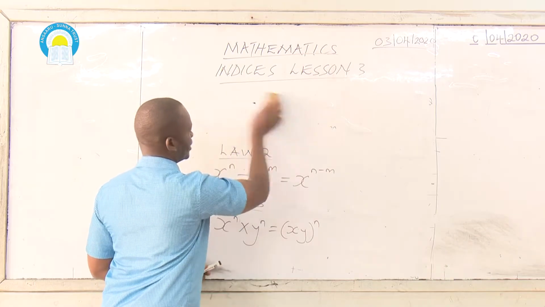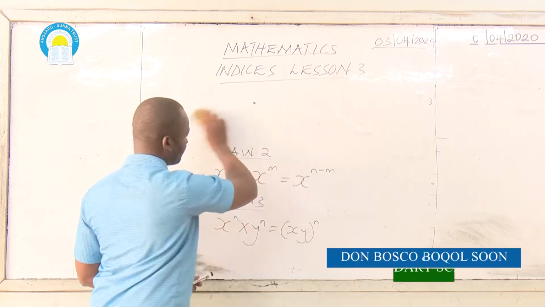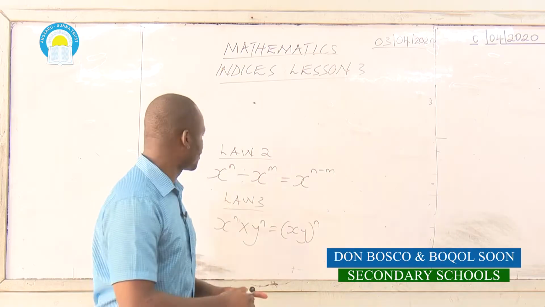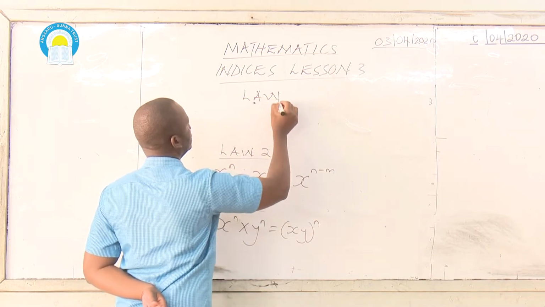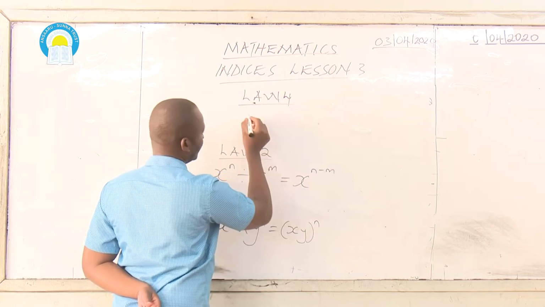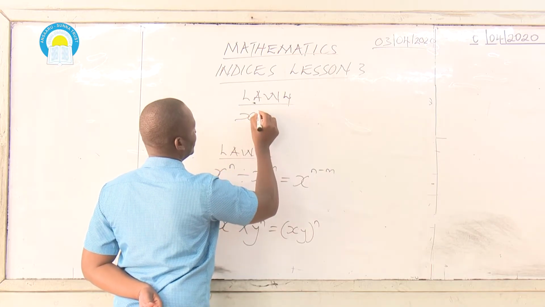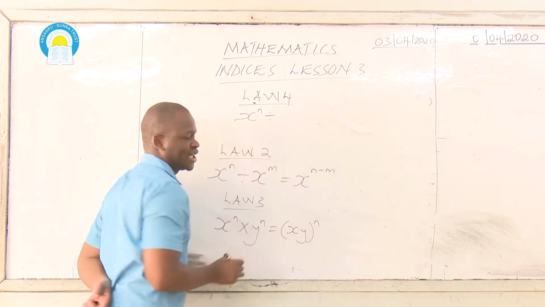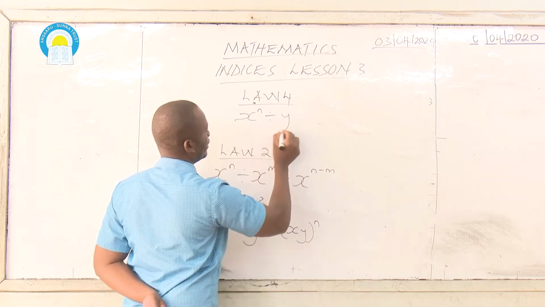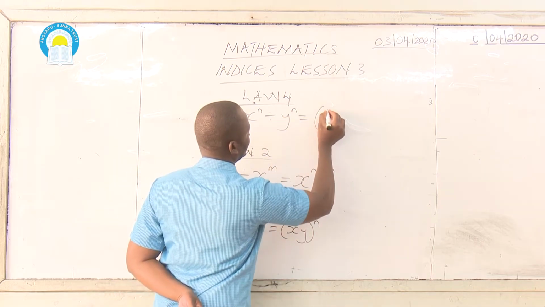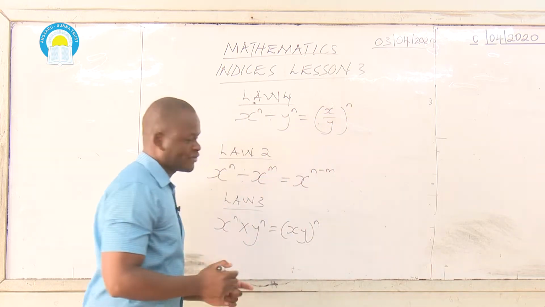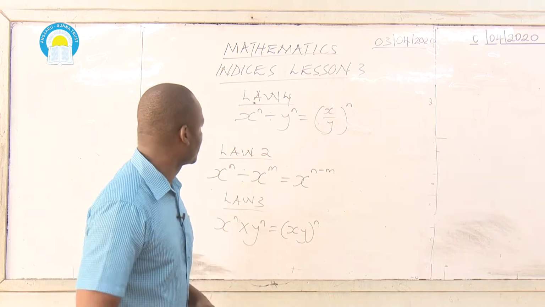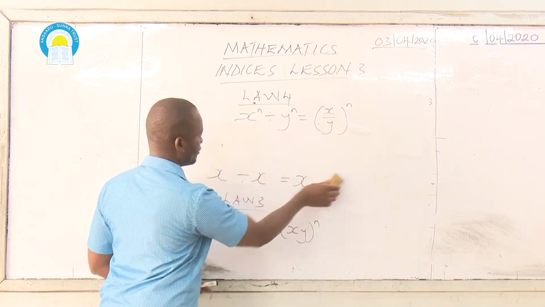If you remember very well, the law was in regard to division of numbers to the same power, where we had x power n divided by y power n, giving us x over y to the power of n. That was law number 4.